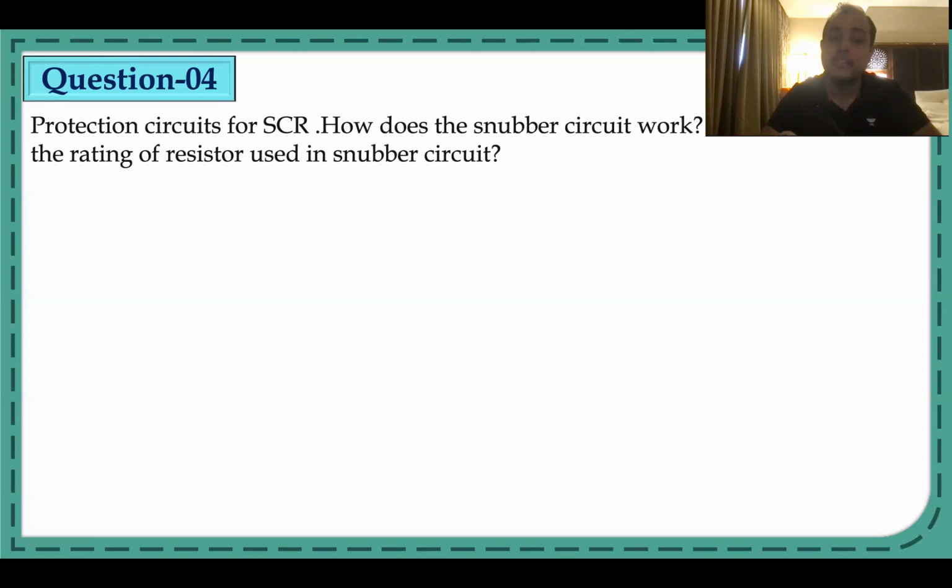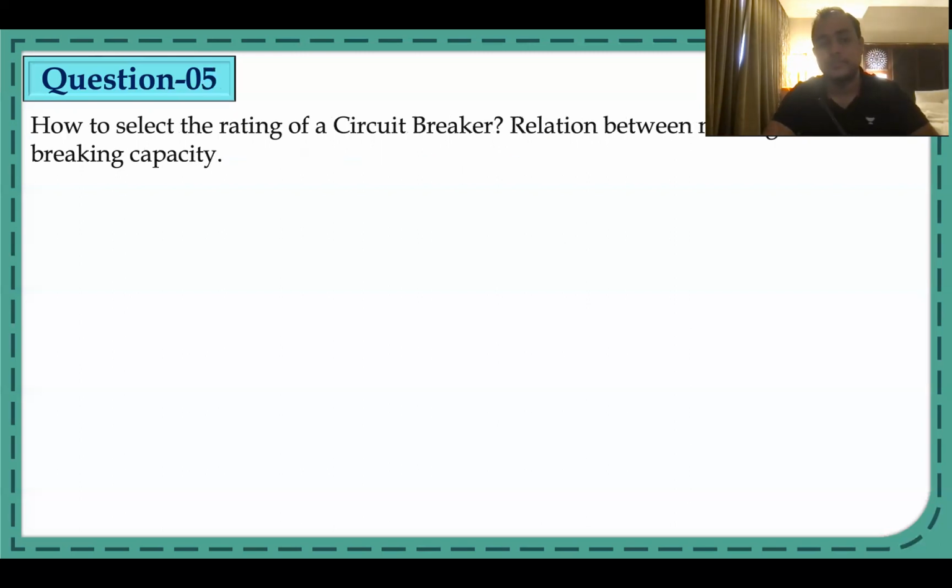How to select the rating of resistor used in the snubber circuit? You know very well, the resistance value is chosen based on the maximum discharging current allowed. Because when SCR turns on, capacitor will discharge through the resistor. So how much discharging current are we allowing? That will define the rating of the resistor.